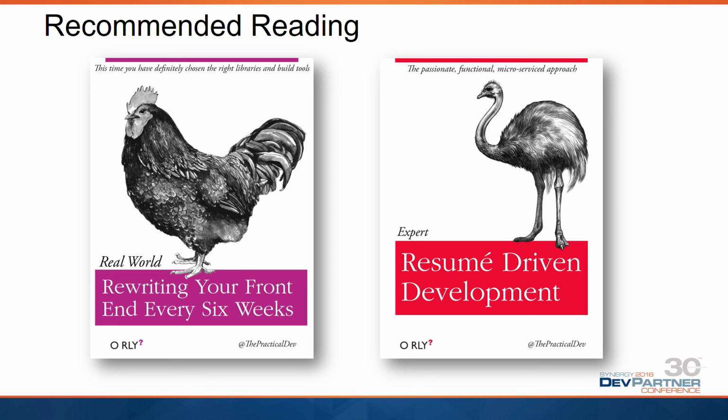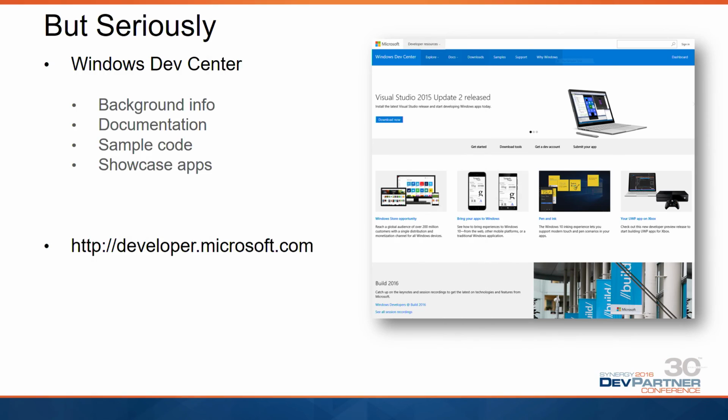Okay. But seriously, there are lots and lots of resources out there online. If you are interested in finding out a little bit more about UWP, the place to go is just the Microsoft Developer Center. So developer.microsoft.com, hit the Windows button, and you'll get into a whole bunch of information about UWP and sample apps and code and all kinds of other resources out there.